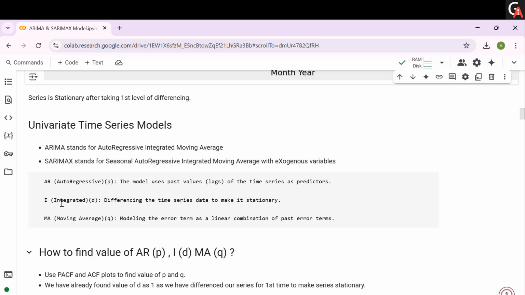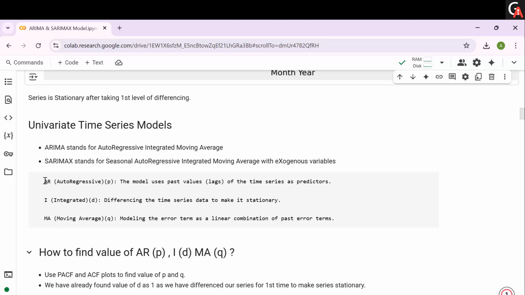Then integrated means the number of times you have used the differencing technique to make your series stationary. We have seen that we have differenced our series for the first time. That means the value for D will be 1. Then MA is nothing but moving average. So what does the moving average time series model do? This time series model will try to forecast the future values based on the past errors. So I hope you are familiar now with the AR, I and MA.